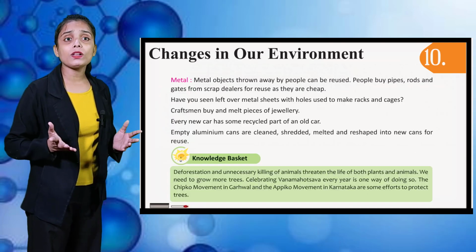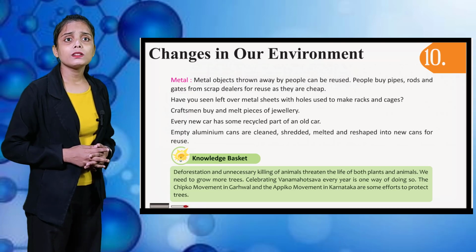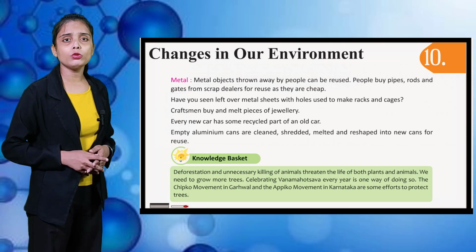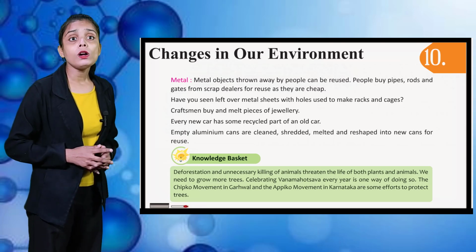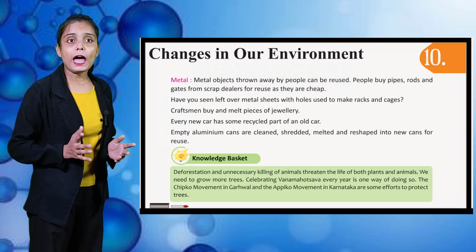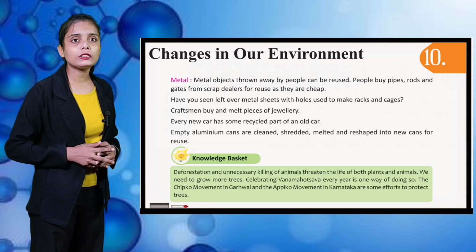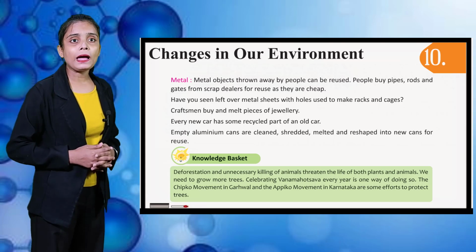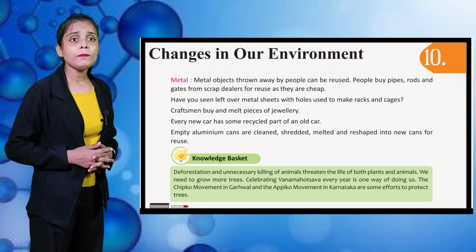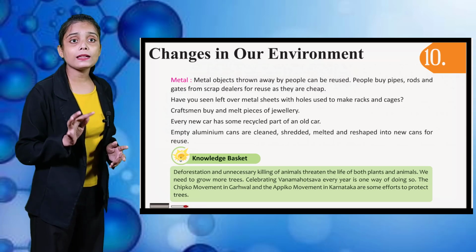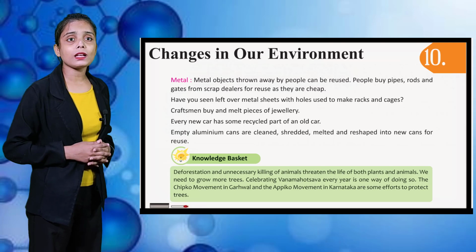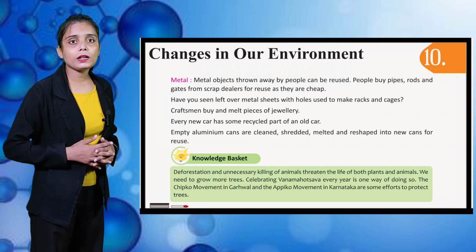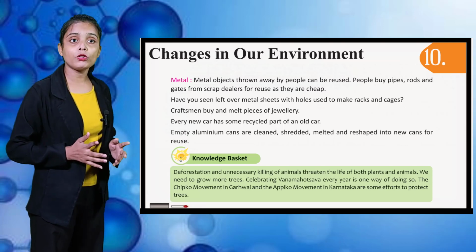So now let's see what is metal. Metal objects thrown away by people can be reused. People buy pipes, rods and gates from scrap dealers for reuse as they are cheap. Have you seen leftover metal sheets with holes used to make racks and cages? Craftsmen buy and melt pieces of jewelry. Every new car has some recycled part of an old car. Empty aluminum cans are cleaned, shredded, melted and reshaped into new cans for reuse.